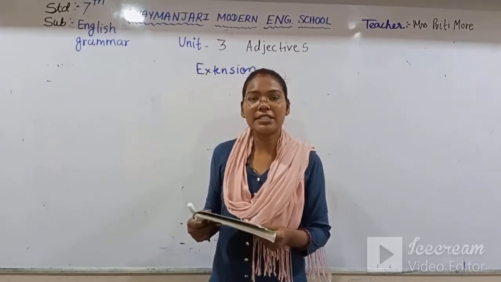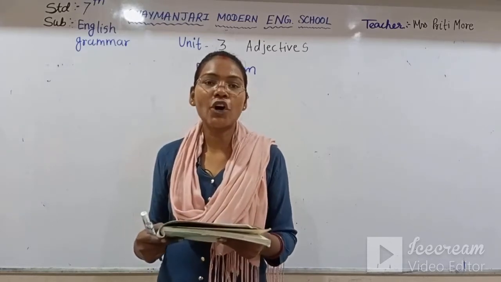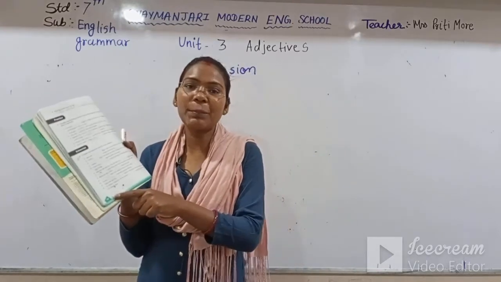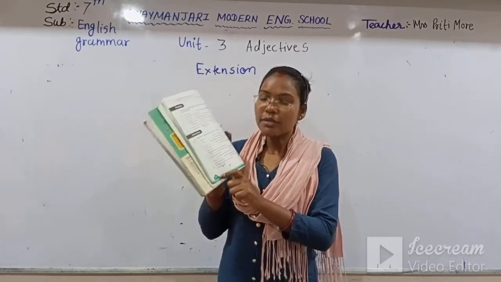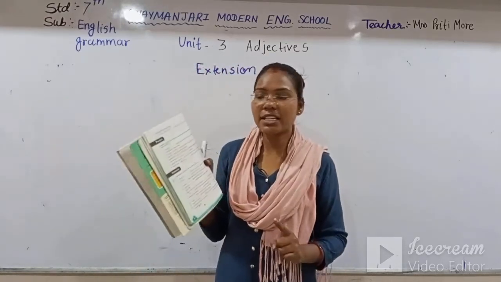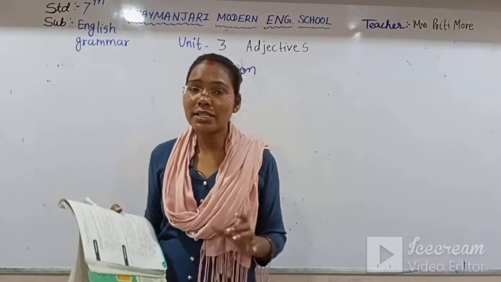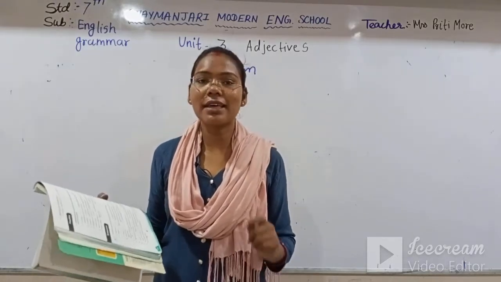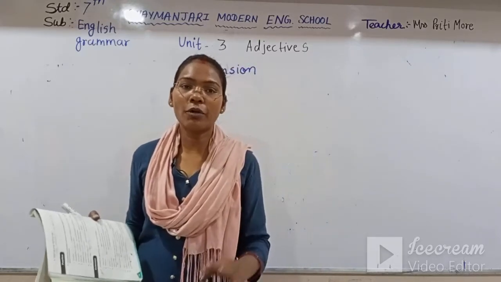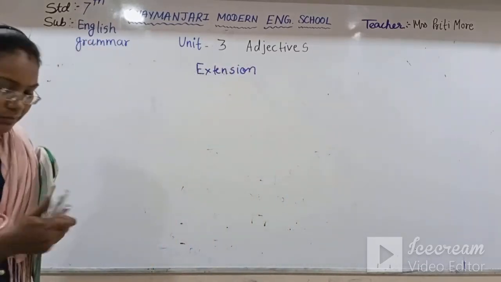So what is the instruction? The instruction is: complete the sentences with the correct options. You can also see page number 18 if you have the GE book. Open page number 18 and you can see the extension exercise. 12 sentences are there with 2 options, and you have to find the suitable, appropriate option to fill the blanks. So let's see the first sentence.